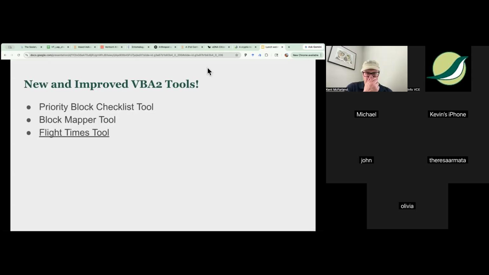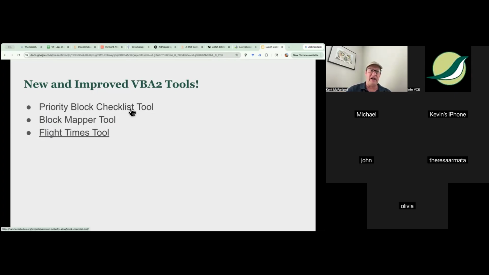The other thing I'll say real quick before I jump into taggers, maybe not real quick, I might spend a little bit more time on this, is that we've really improved some of the second butterfly atlas tools recently. I just wrote a priority block checklist tool and we sped up the block mapper tool a little bit. And I just rewrote the flight times tool to be faster. All these now are links at the Vermont Butterfly Atlas website. Right on the menu, you'll see all the tools.